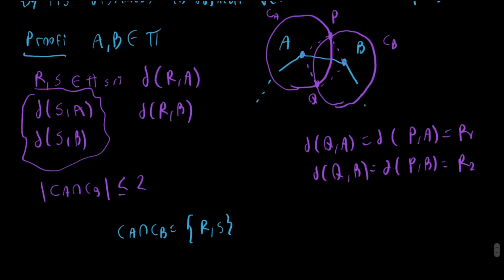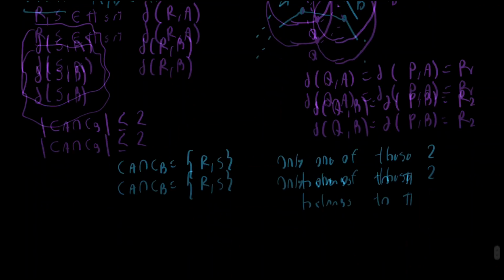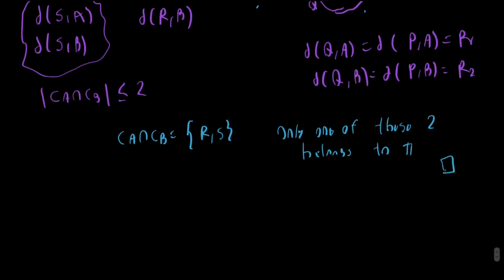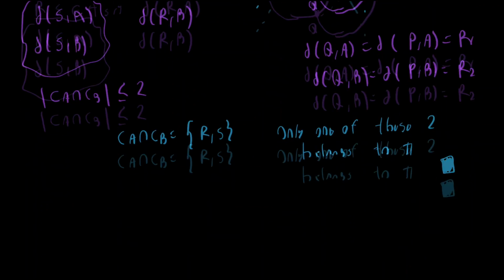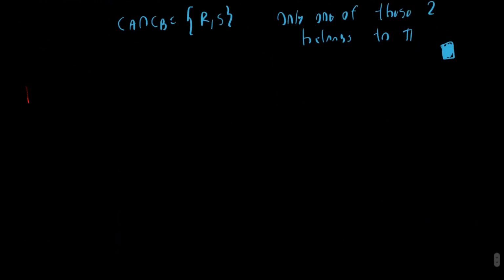So what does it mean? It means that only one of these two actually belongs to pi, because, of course, we know that it is not possible in a regular n-gon to have two points that belong to it on opposite sides of an edge. So this concludes the proof for this fact, and now we're ready to prove this general result that holds for dihedral groups of general order.